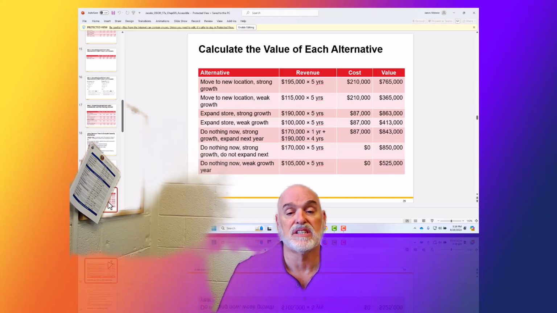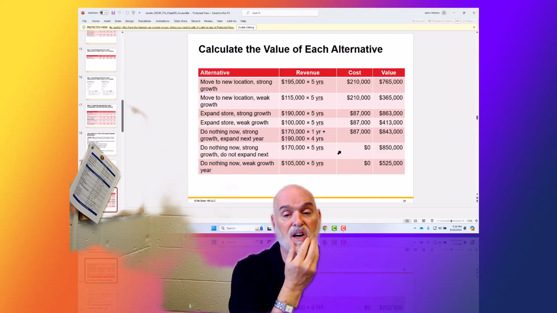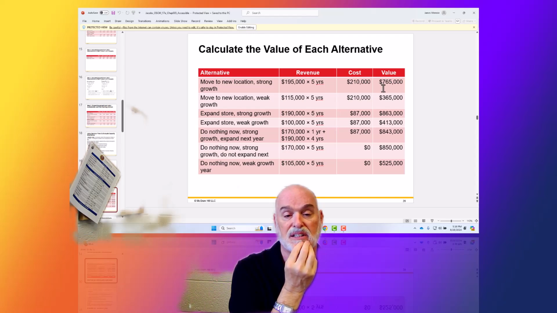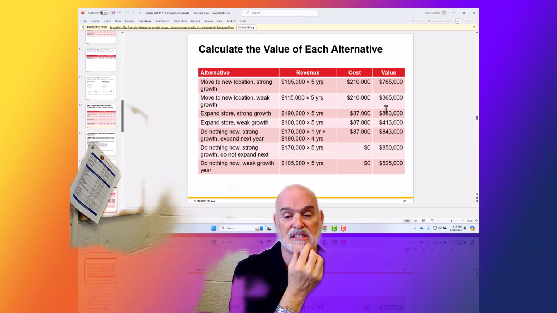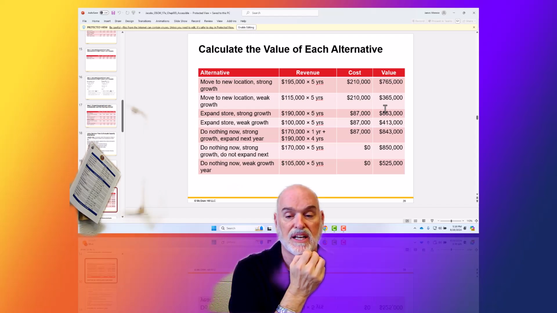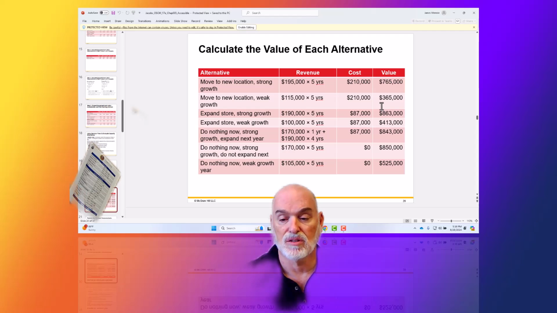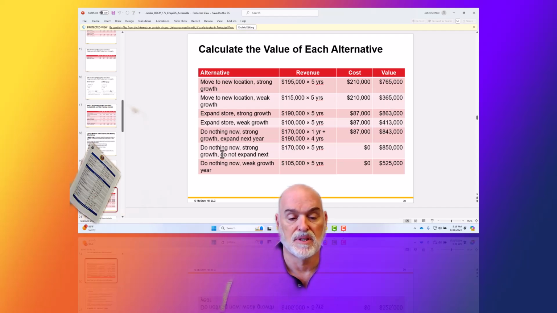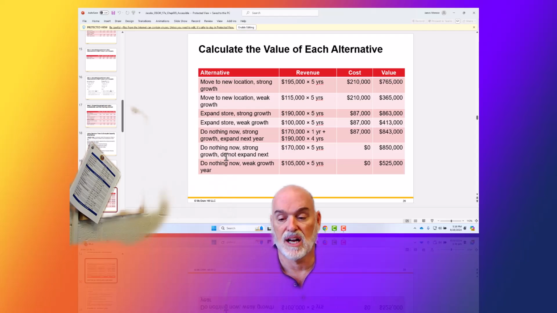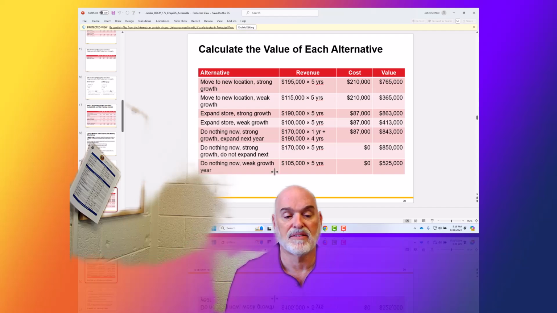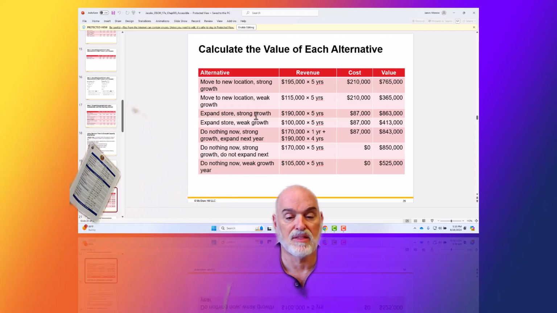And here are the details of the value of each alternative. The value, move to location, 765. Move to new location, weak growth. Expand store, strong growth. Expand store, weak growth. So we have the top and the bottom, top and the bottom, and top and the bottom. Do nothing now, strong growth, do not expand next. Which is the most valuable one that you have here? It looks like expand the store with strong growth.